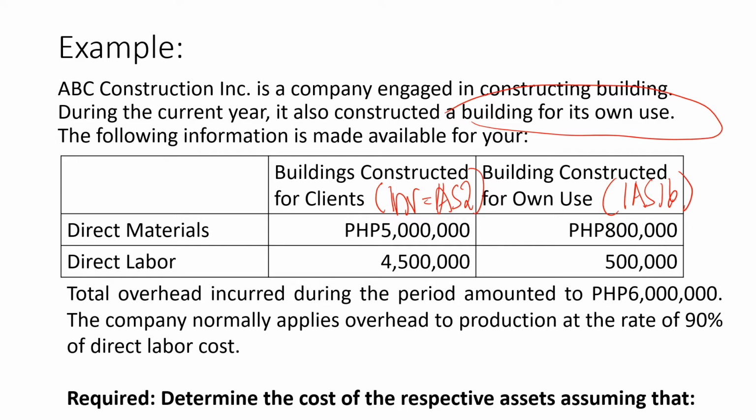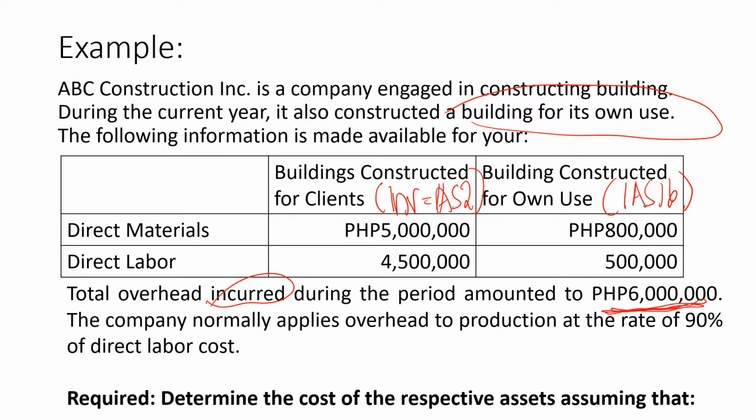Direct material: 5 million, 800,000. Yung mga semento, buhangin, etc. Direct labor, yung wages ng construction workers: that's 4,500,000 yung for clients, kasi madami sila. For you naman, 500,000 lang. The total incurred, actual overhead incurred during the period amounted to 6 million. So, actual overhead natin is 6 million.